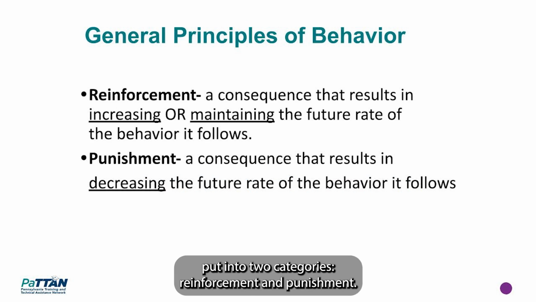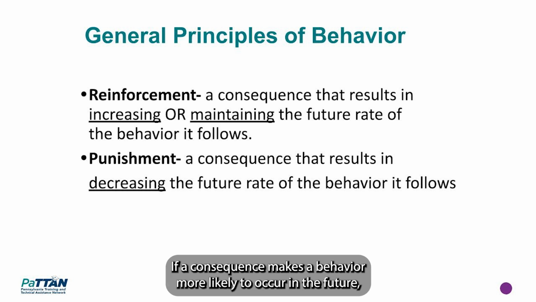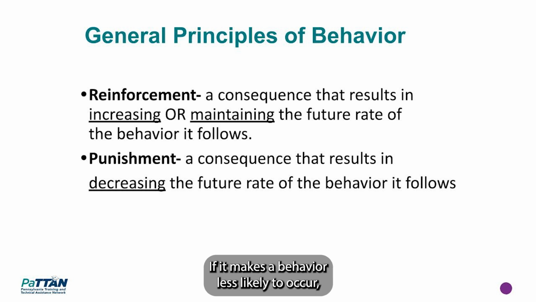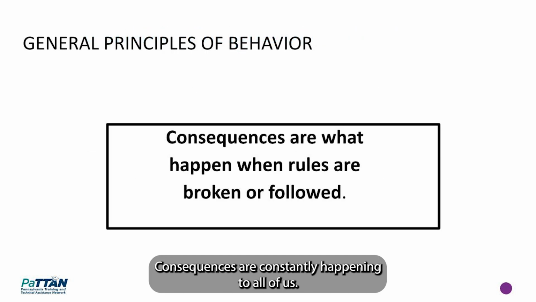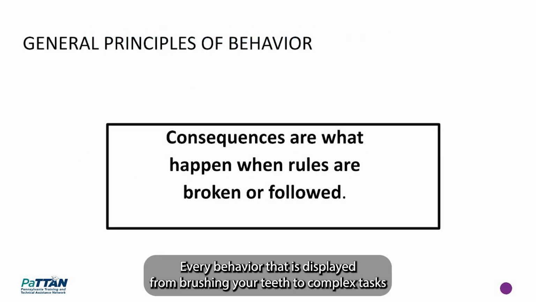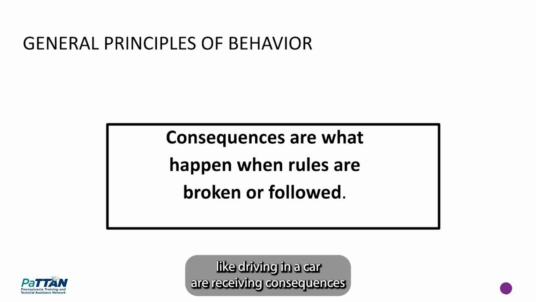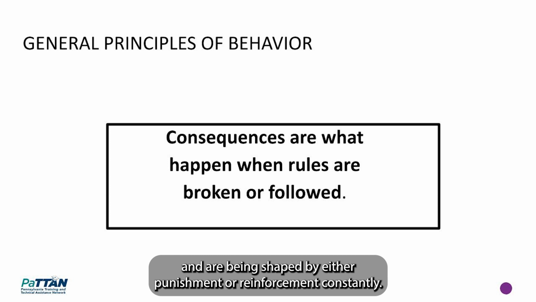Consequences are also put into two categories: reinforcement and punishment. If a consequence makes a behavior more likely to occur in the future, then it's reinforcement. If it makes a behavior less likely to occur, then it's punishment. Consequences are constantly happening to all of us all day long. Every behavior that is displayed, from brushing your teeth to complex tasks like driving a car, is receiving consequences and is being shaped by either punishment or reinforcement constantly.